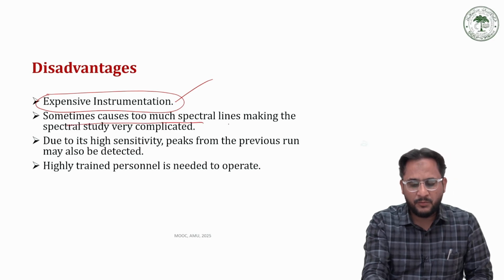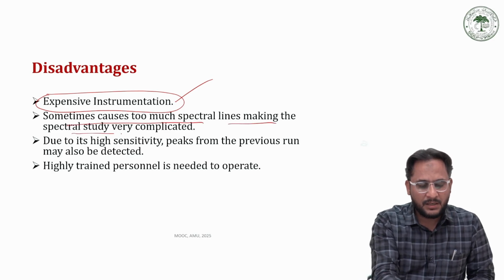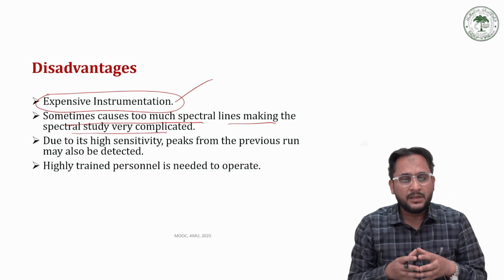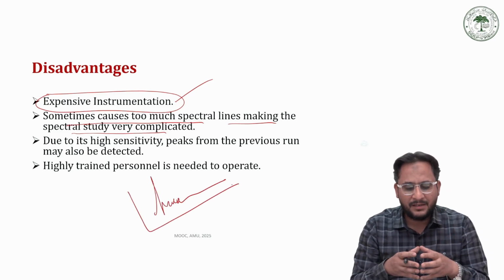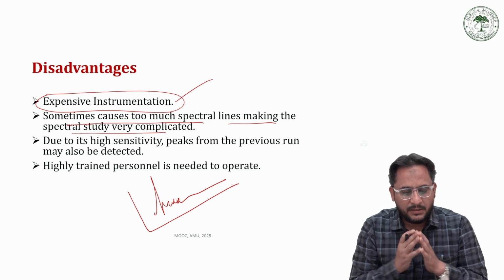Sometimes we have too many spectral lines, which makes the spectra very complicated. We may have different lines, and some of the lines are very close to each other, and therefore it makes the analysis quite complicated.